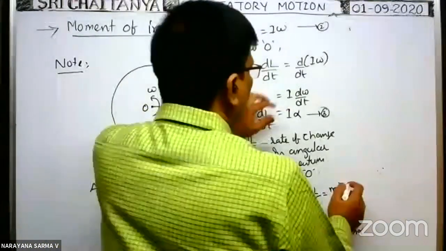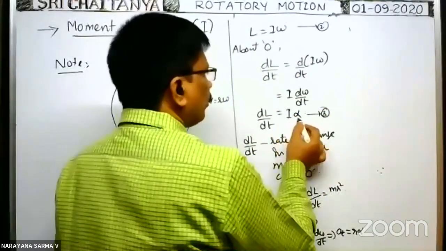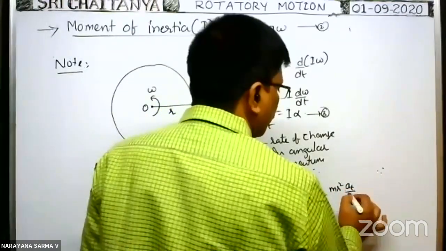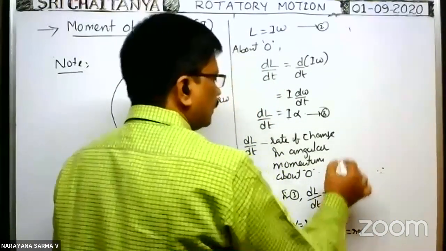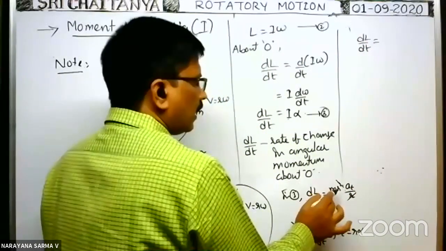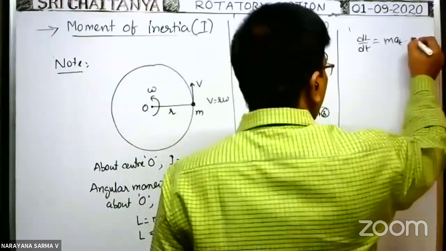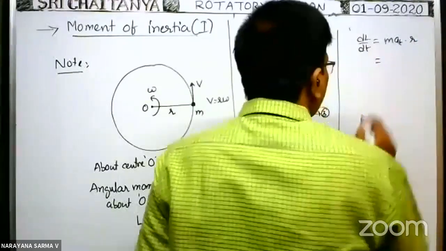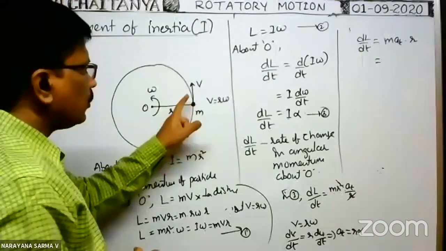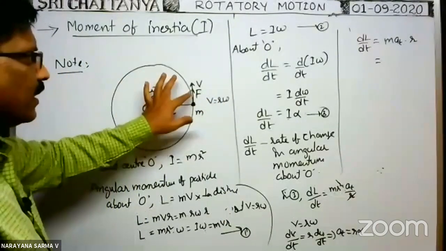So here dL by dt is equal to I into alpha. I means mr square into alpha, and alpha we can write as at by r. At by r, r square cancels. Then dL by dt is equal to mr into at, that is m at into r. At is the tangential acceleration, m is mass. Mass into tangential acceleration gives the force acting on the particle along the tangential direction.